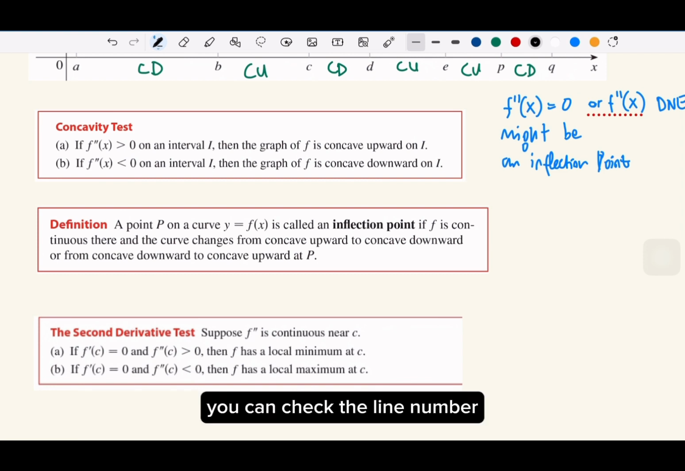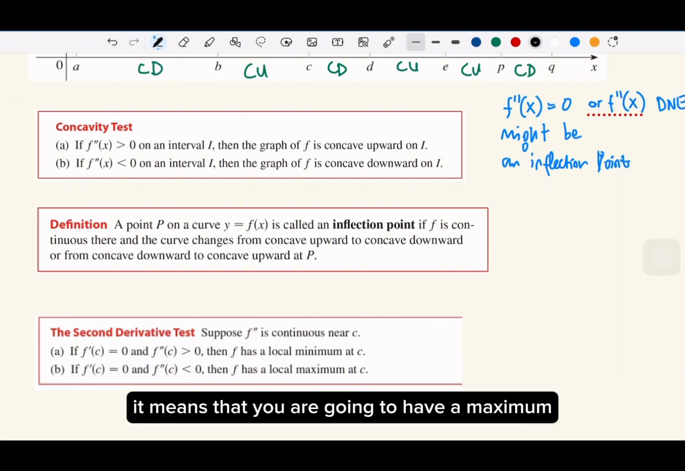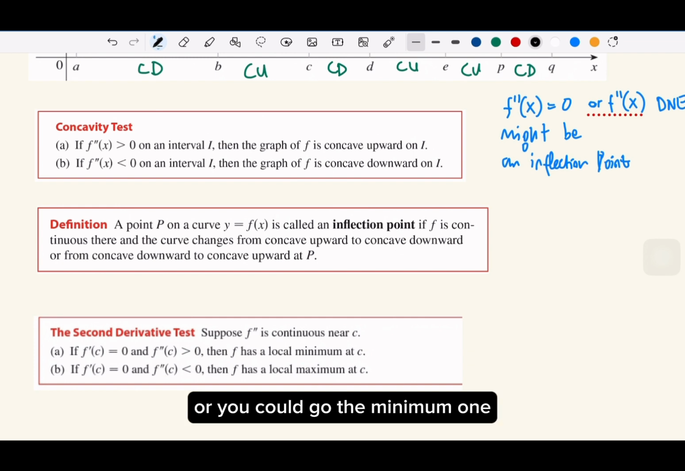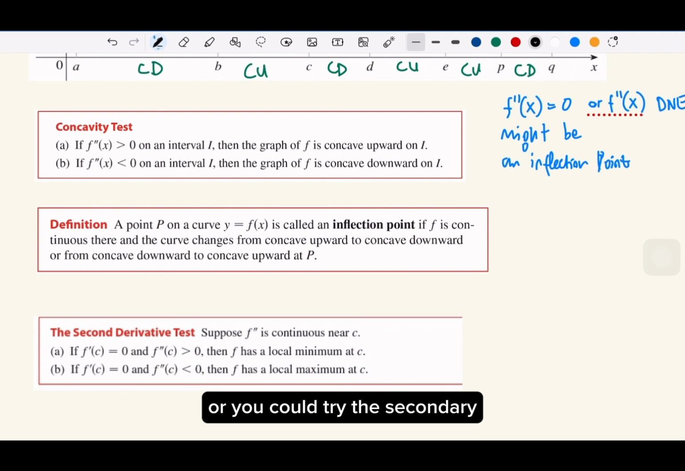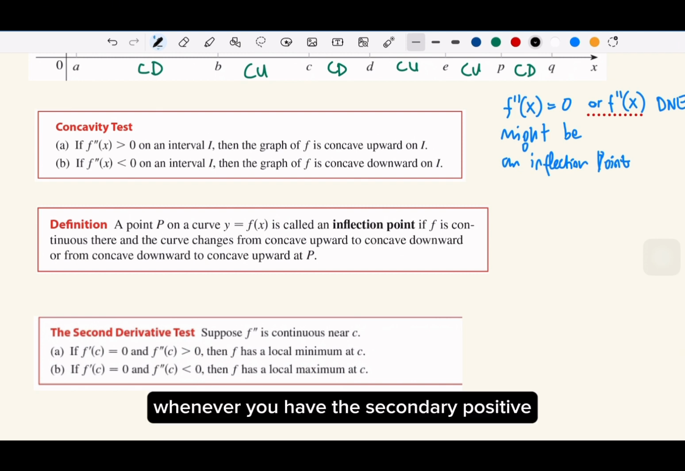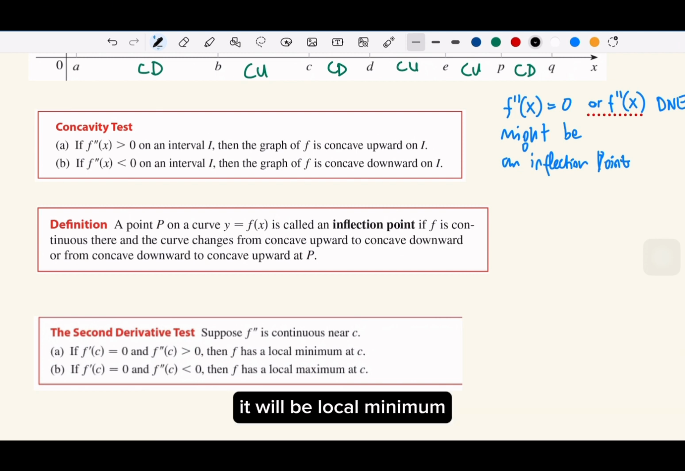So you have at least two possible ways to check the maximum and minimum. You can check the number line with the first derivative. You check plus, minus. If you get plus and then minus, it means that you are going to have a maximum. Or you could get the minimum. Or you could try the second derivative. Whenever you have the second derivative positive, it will be a local minimum. Or if you have the negative one, it will be a maximum.